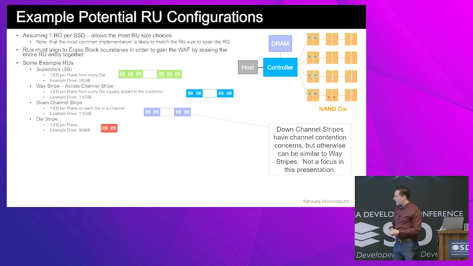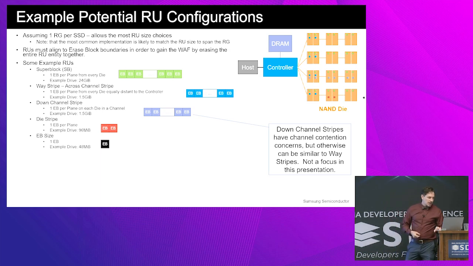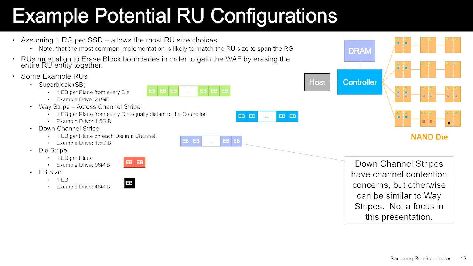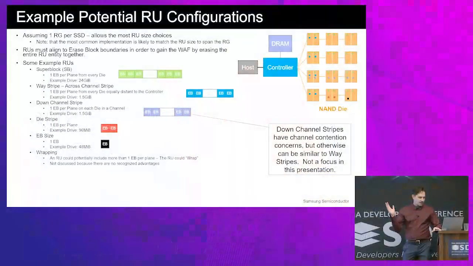We could also have a die stripe where we have one erase block per plane. Here, with this example, it's 96 megabytes. And you could also even have a one erase block sized RU, so 48 megabytes here. There are other things that are available. For example, I put up wrapping could happen, so you could continue to have more erase blocks from one NAND die. Those are possible, and I think they're not really worth going into. I don't think there's any major advantage, but I'm acknowledging that they're a possibility.